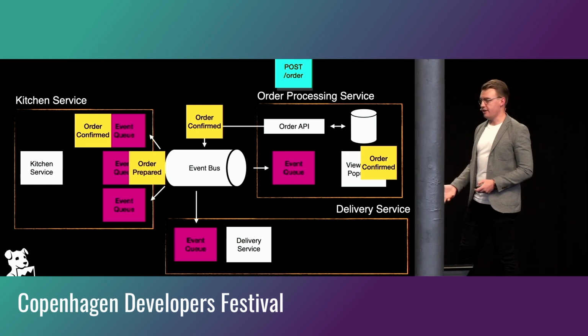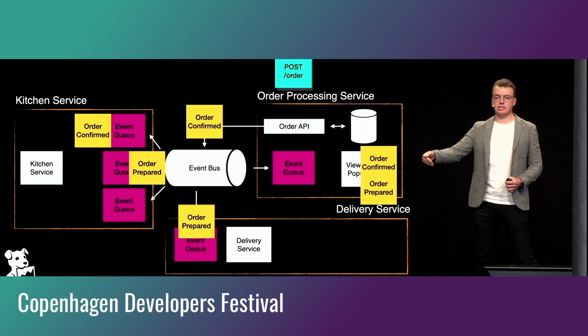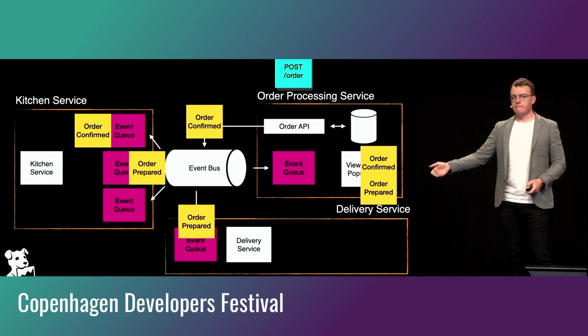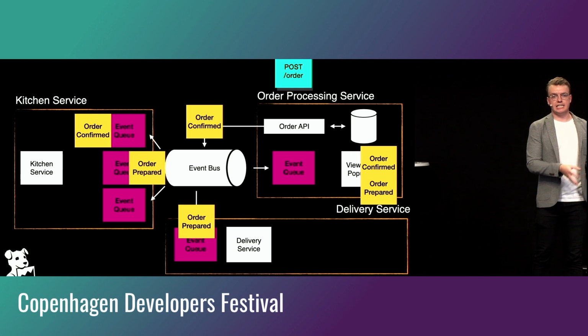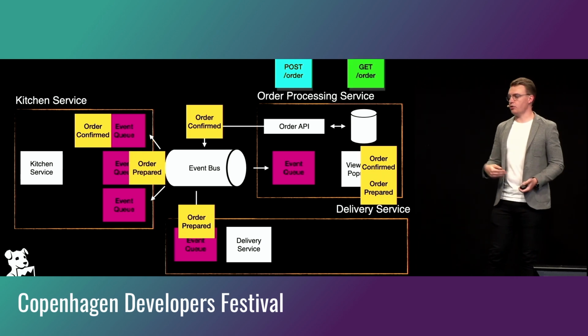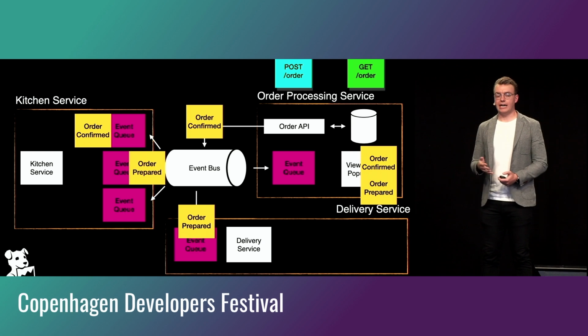The order prepared event is going to be consumed by the delivery service because the delivery service needs to go off and obviously deliver the order to people. But the order service is also going to consume that event to then go off and update the status of the order in the database, so that when I come along and I'm trying to get the status of my pizza order, I know exactly that this order is now being prepared.